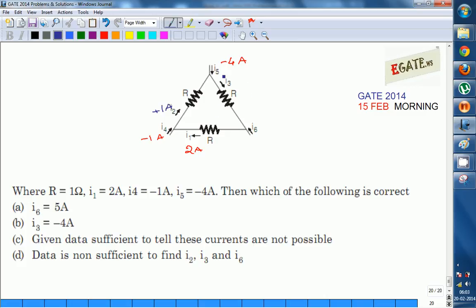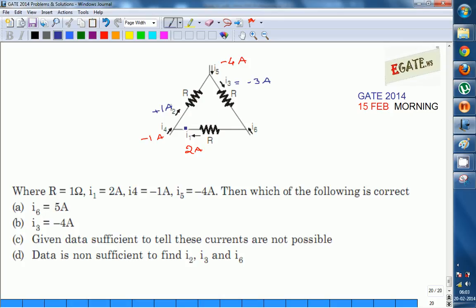Now we know the I2 value and the I5 value. With the help of the given arrows, I2 and I5 are summed up and go into I3. If you apply KCL across this point, I3 is equal to I2 plus I5, so minus 4 plus 1, which gives minus 3 amperes.